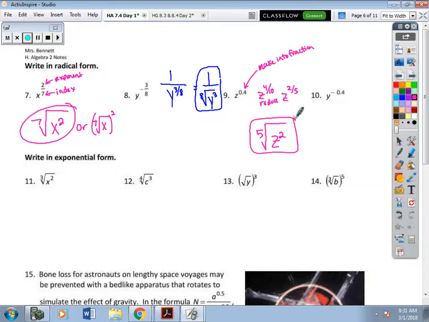The last one is almost the same, but it does have a negative. So the negative comes first, so we'd have 1 over y to the positive 0.4 power. And then again, I would change the 0.4, just like the last one, to 4/10, which is 2/5 again. So this would be 1 over the 5th root of y squared.